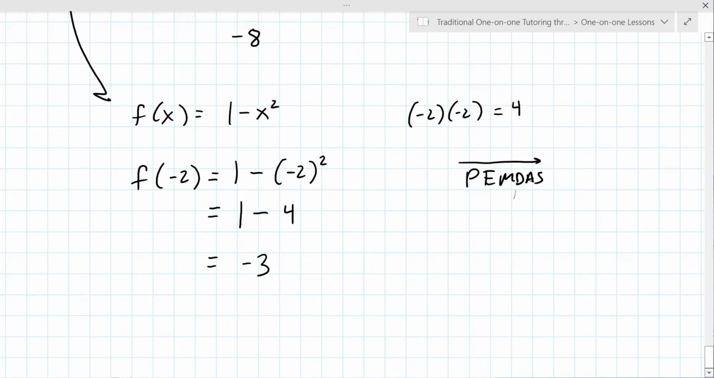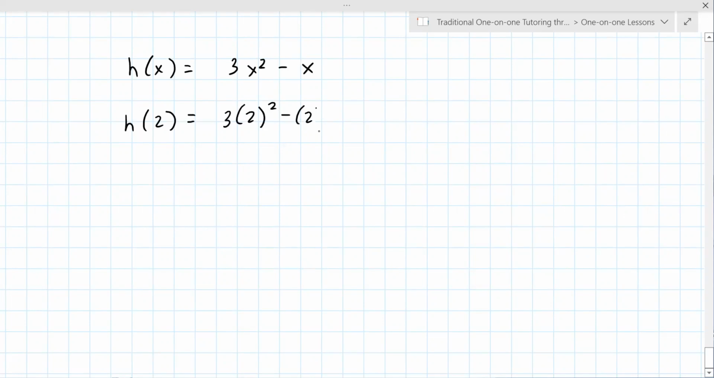All right. 10 more minutes. Give me 10 more good minutes here. Let's do a few more problems. Let me just switch this one up. Okay. Let's say h of x equals 3x squared minus x. Let's find h of 2. So again, my recommendation is to write it in parentheses. It will help if you do that.